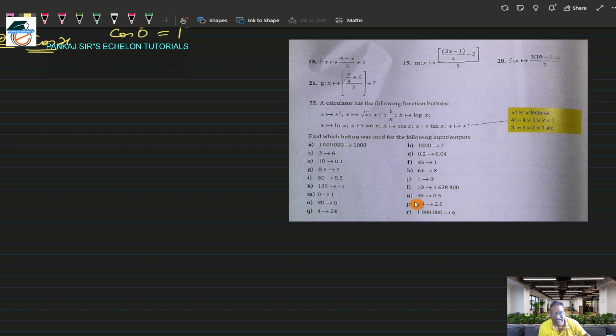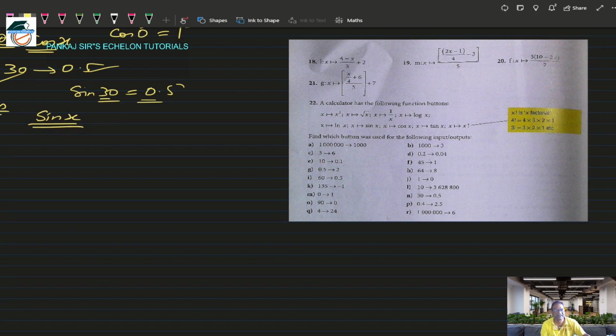Now what is N? The input is 30 and the output is 0.5. I know that sine of 30 is equal to 0.5. Input is 30, output is 0.5. So the answer for this is the function sine x.